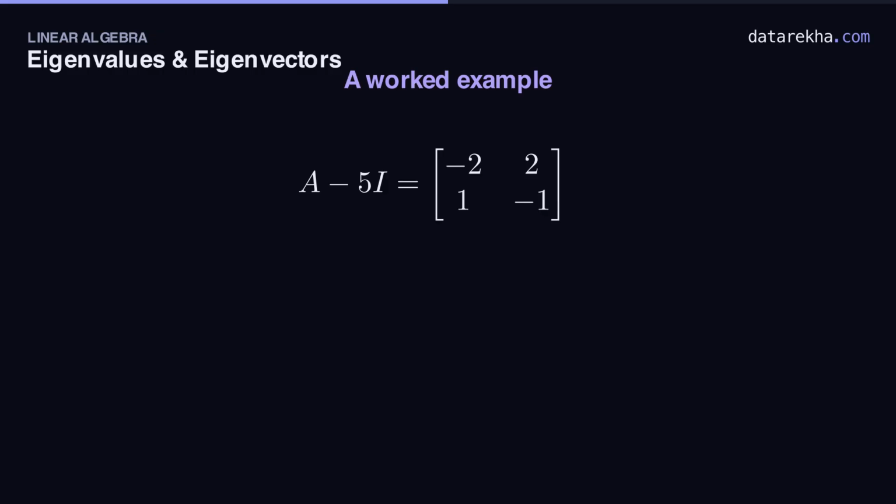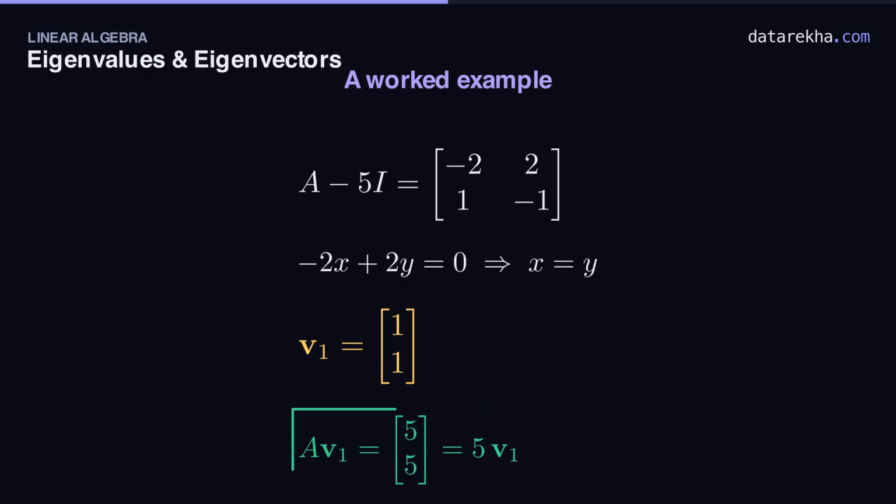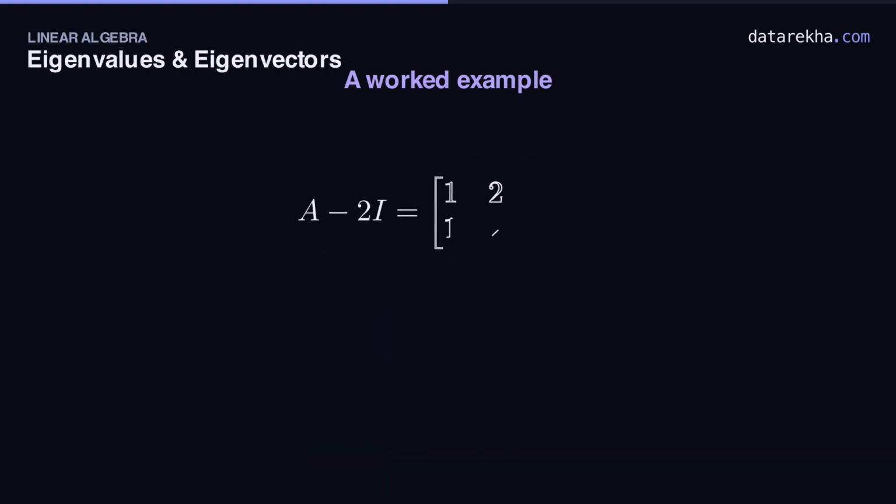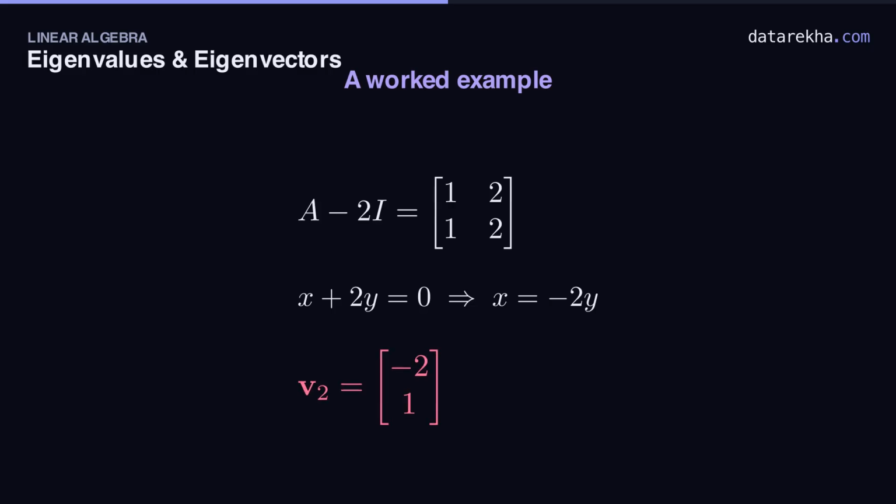Start with lambda equals 5 and build A minus 5I. Subtract 5 straight down the diagonal. That matrix times v equals 0 collapses to a single honest equation. Minus 2x plus 2y is 0. So x equals y. Every arrow on the line through 1, 1. Pick the cleanest, v1 equals (1, 1). Never trust it. Verify it. A times (1, 1) gives (5, 5), which is exactly 5 times (1, 1). It checks out. For lambda equals 2, the very same routine. A minus 2I has two identical rows, so x plus 2y is 0, and the direction is (minus 2, 1).